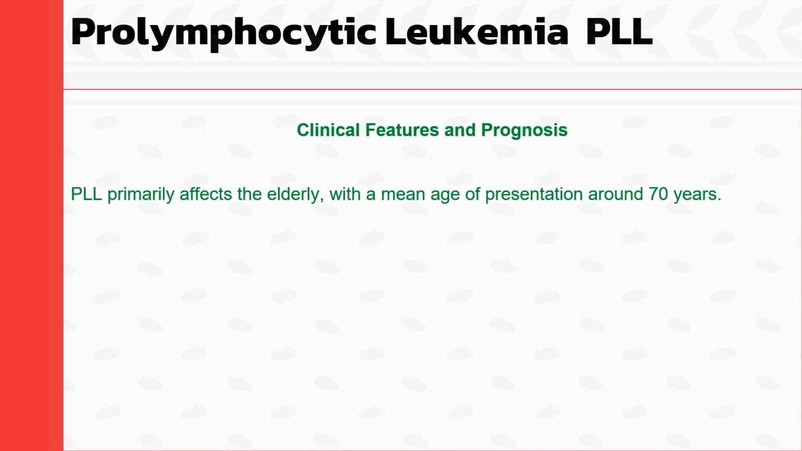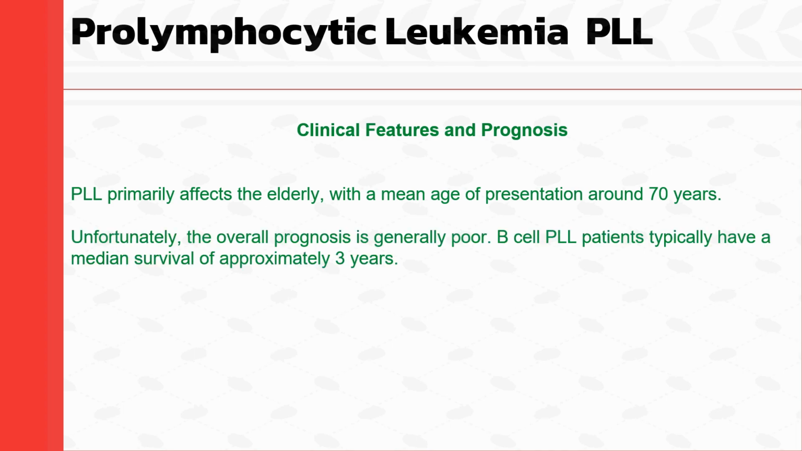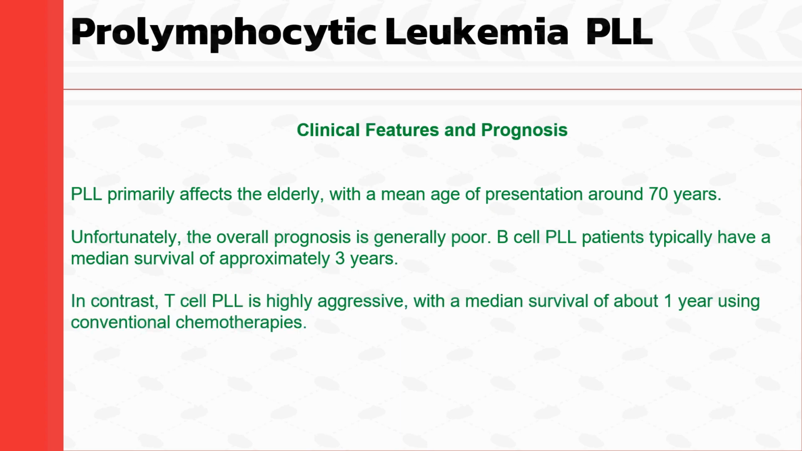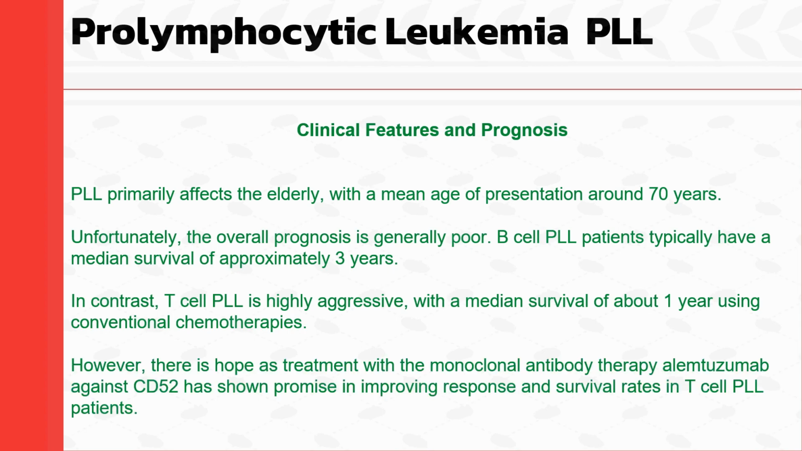PLL primarily affects the elderly, with a mean age of presentation around 70 years. Unfortunately, the overall prognosis is generally poor. B-cell PLL patients typically have a median survival of approximately 3 years. In contrast, T-cell PLL is highly aggressive, with a median survival of about 1 year using conventional chemotherapies. However, there is hope, as treatment with the monoclonal antibody therapy alemtuzumab against CD52 has shown promise in improving response and survival rates in T-cell PLL patients.